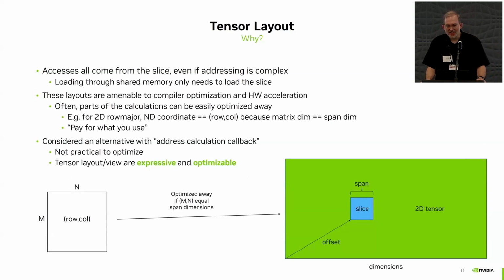During development, I had considered having an address calculation callback, so fully programmable addressing, but it wasn't practical to optimize it, and the compiler couldn't figure out your intent. It couldn't really tell what part of memory you were accessing, so it didn't work out. And so this is a sweet spot. It's these tensor layouts and views, which I'll show in a few slides. They handle the common cases, but they do it in a way that's friendly to the compiler. The compiler is able to optimize. And so I think it's worked out well.